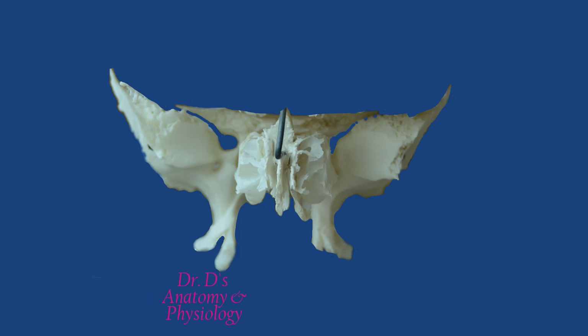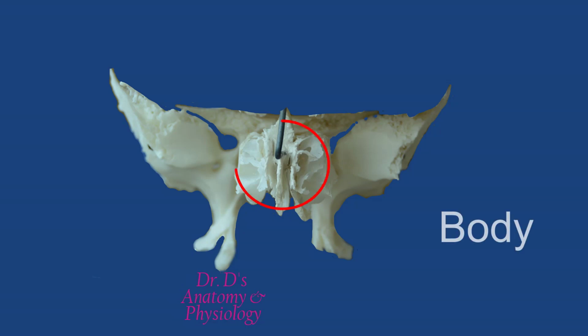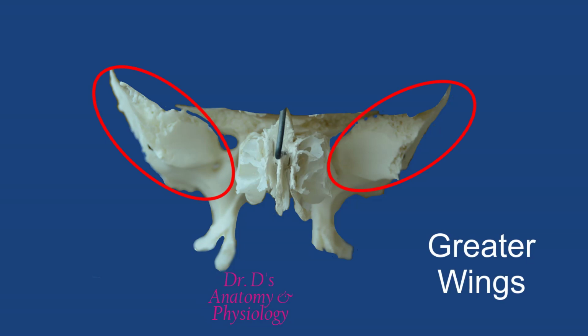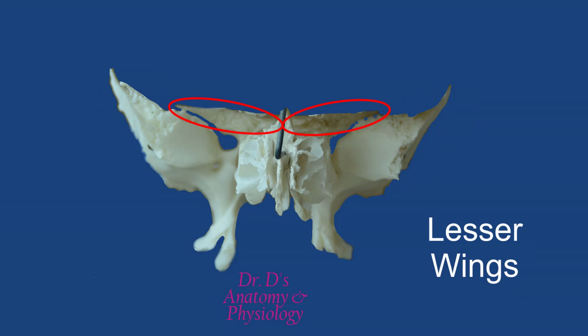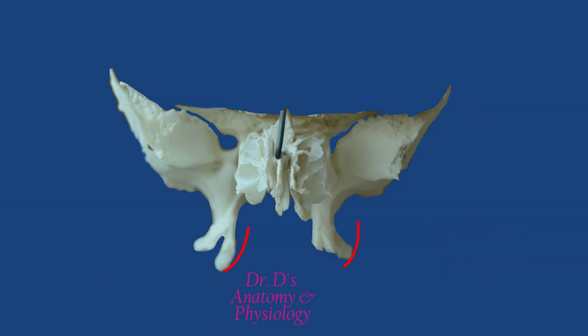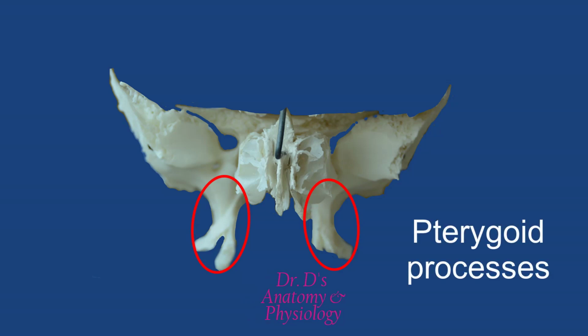And so if we go along with this comparison, you'll see right behind the ethmoid bone, we would have the body of this flying creature. And then we have wings extended from the body, and we have a pair of greater wings first, and then we have a pair of lesser wings. And we also have the landing gear, so to speak, of this flying insect, the legs, if you will. And these would correspond to what are called the pterygoid processes.